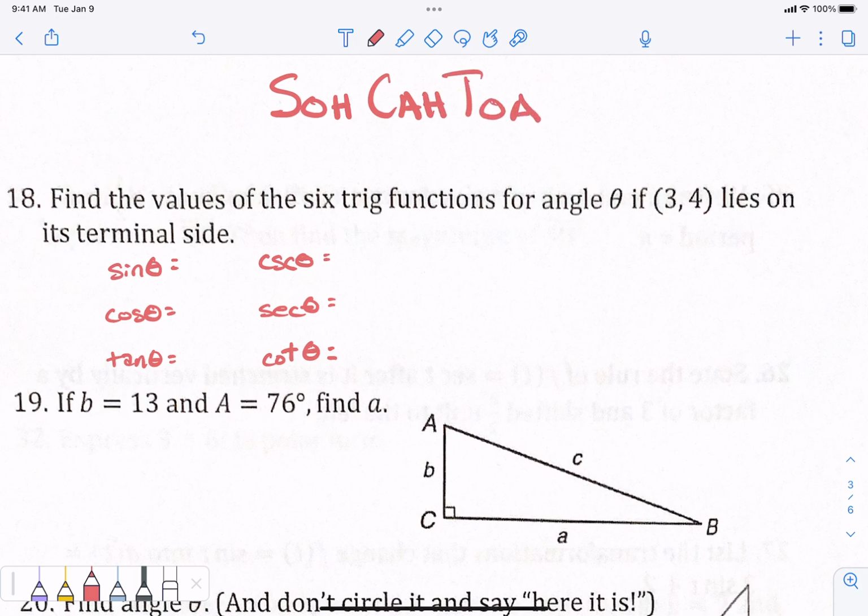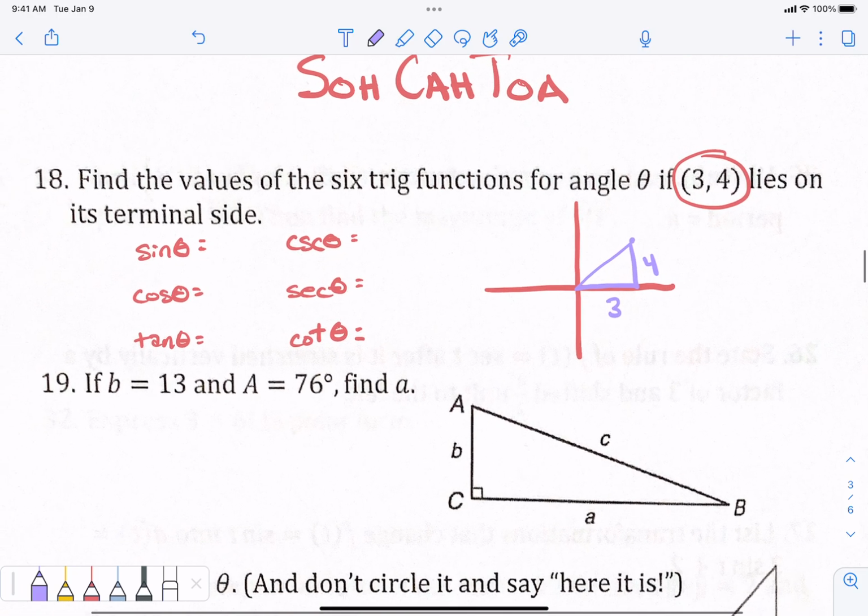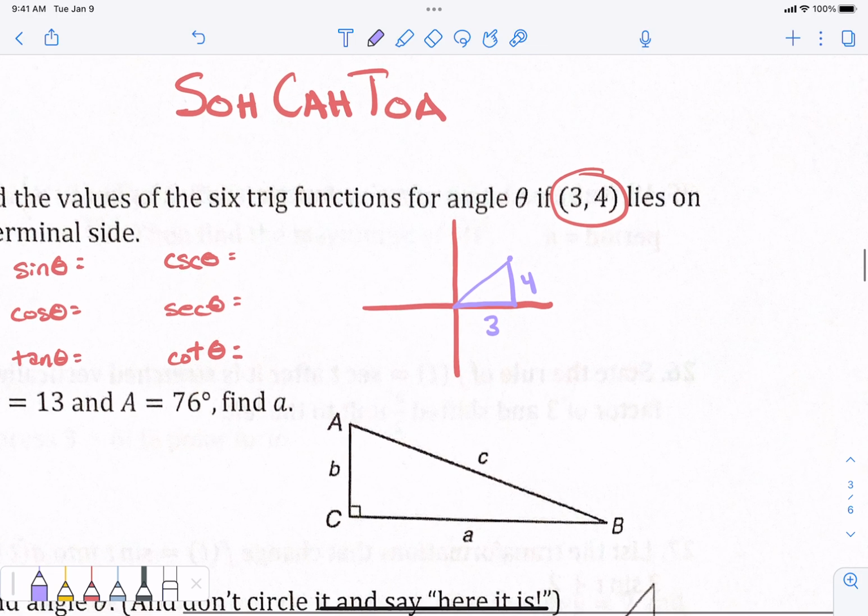All right, find the values of the 6 trig functions. The point (3, 4) lies on the terminal side, so we have to plot it. It's in the first quadrant. 3 over, 4 up. We have a triangle that looks like this. We do have to find the hypotenuse, but we know it's 5. So if you need to use the Pythagorean theorem, you can.